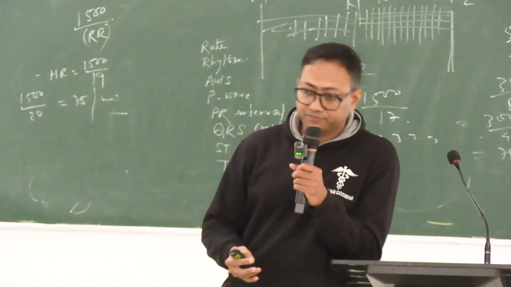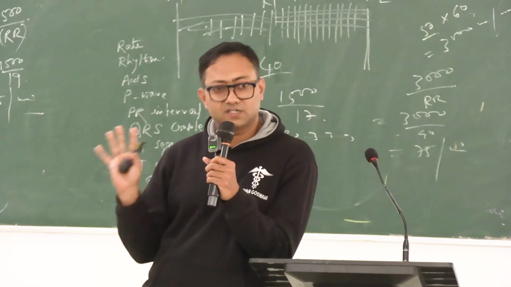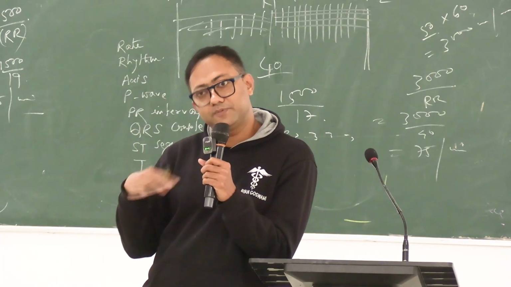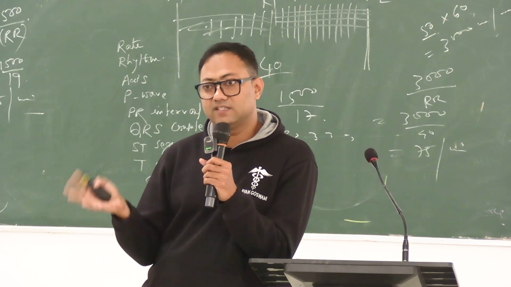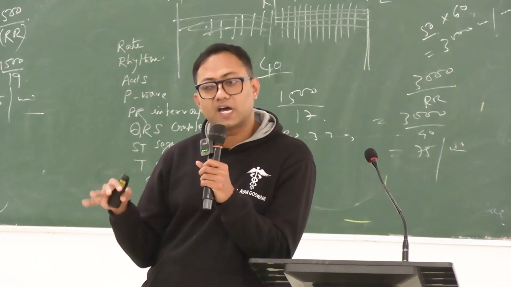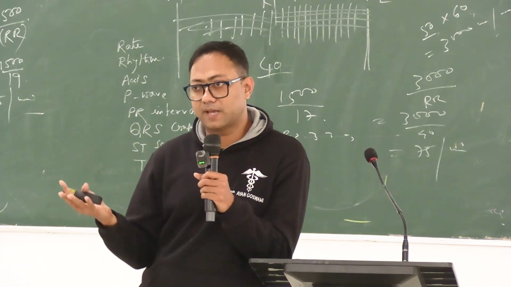It usually does not happen, right? Someone's heart rate is fixed. Our heart rate keeps on changing, and this is called your heart rate variability. Heart rate variability is a normal thing. It's a normal phenomenon. Why does this happen?